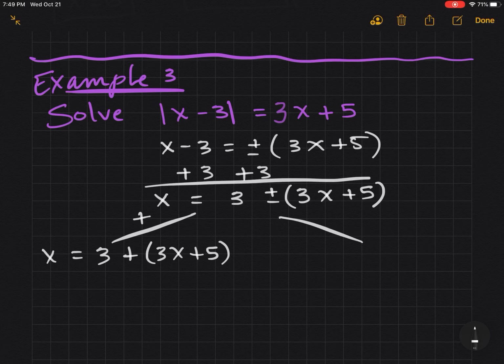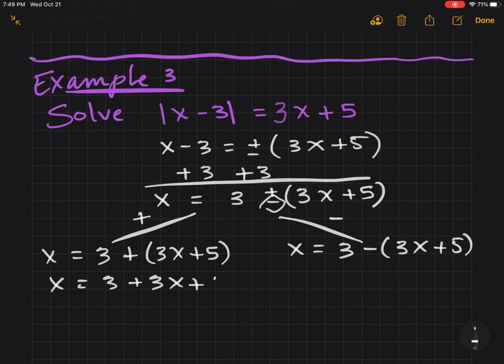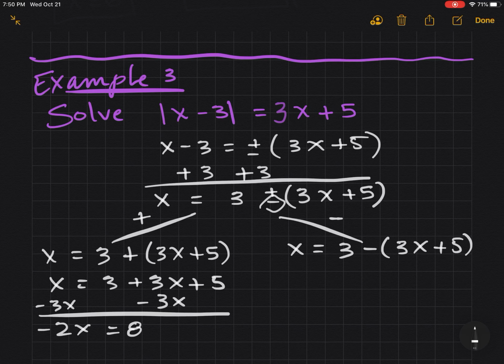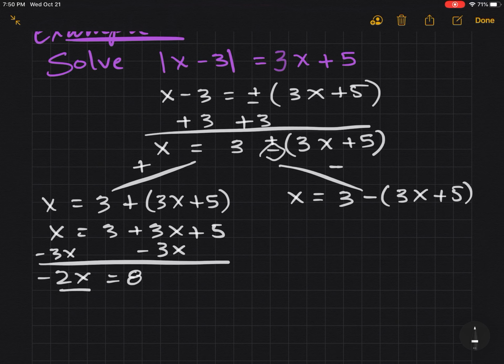And I'm going to do another equation with the minus sign. So now I got to go with the minus. On the first equation, I really don't need the parentheses. I'm going to subtract 3x from both sides. I get a negative 2x equals 8. Our x equals negative 4.